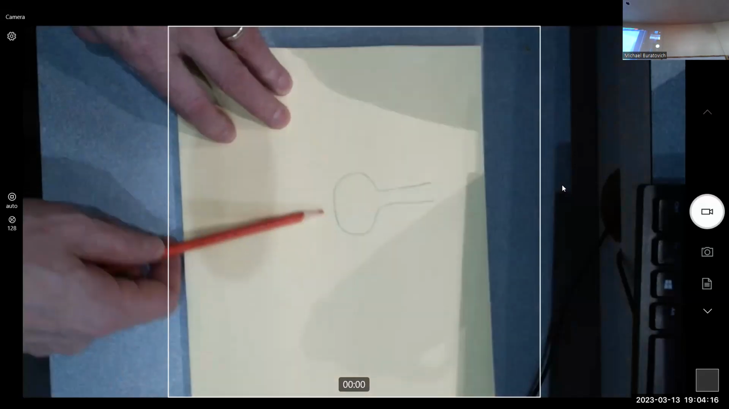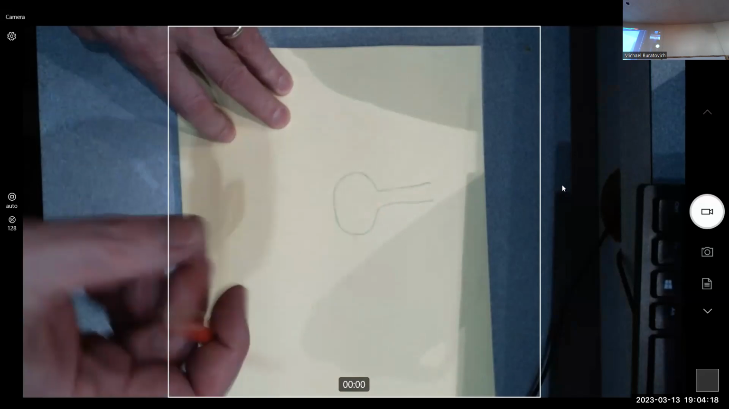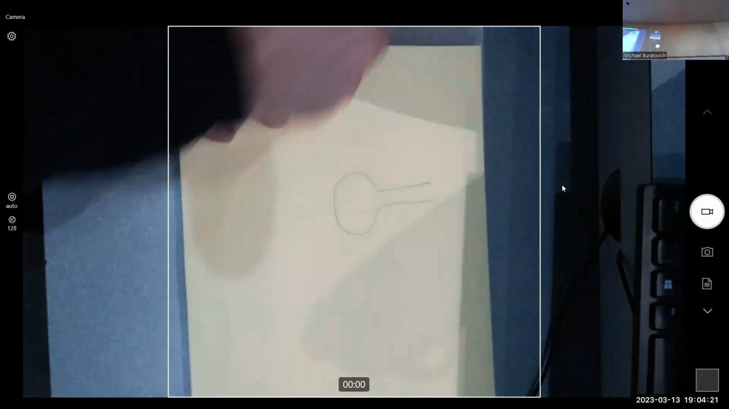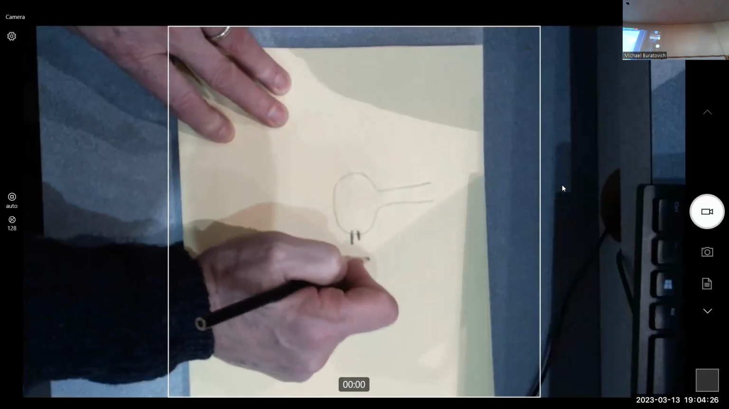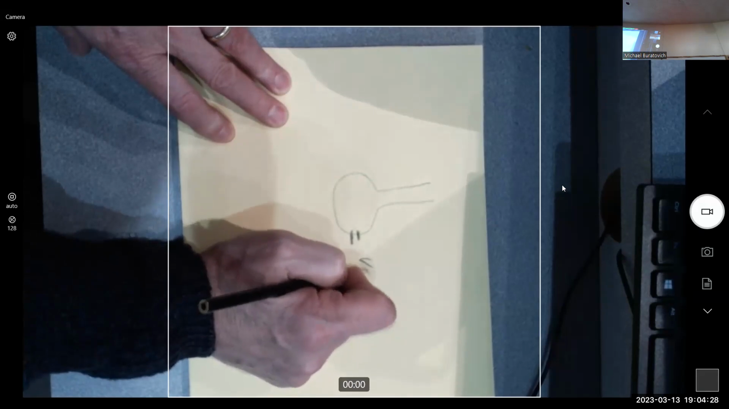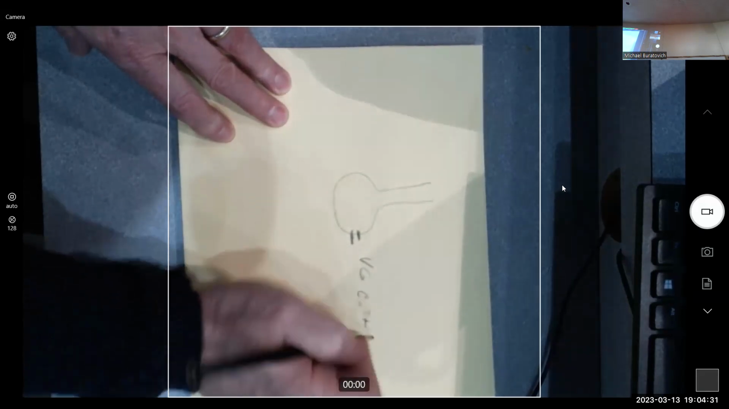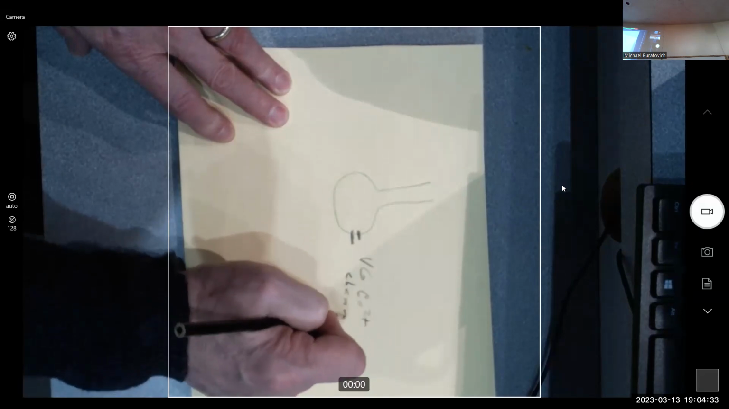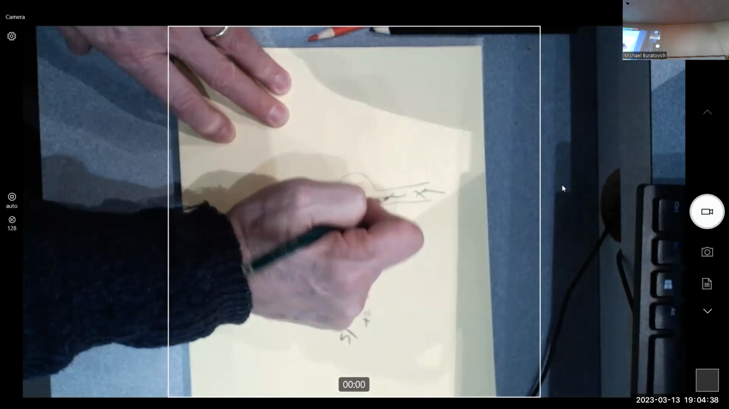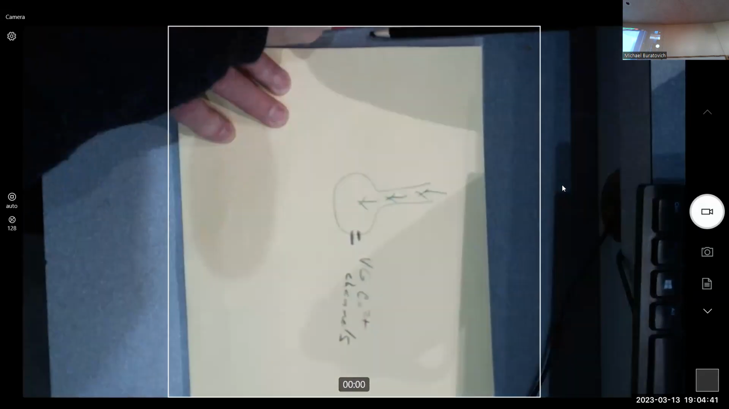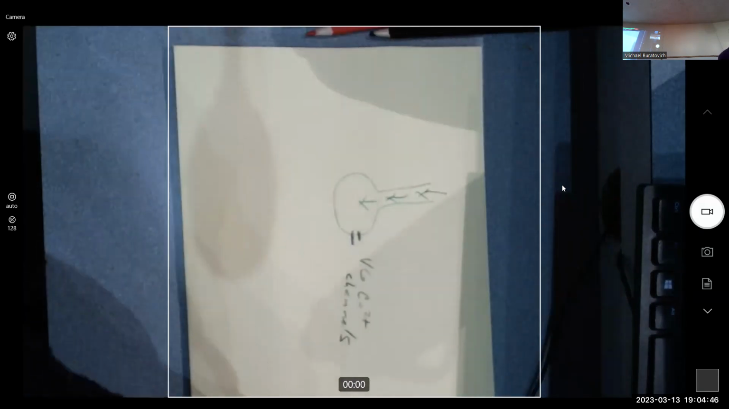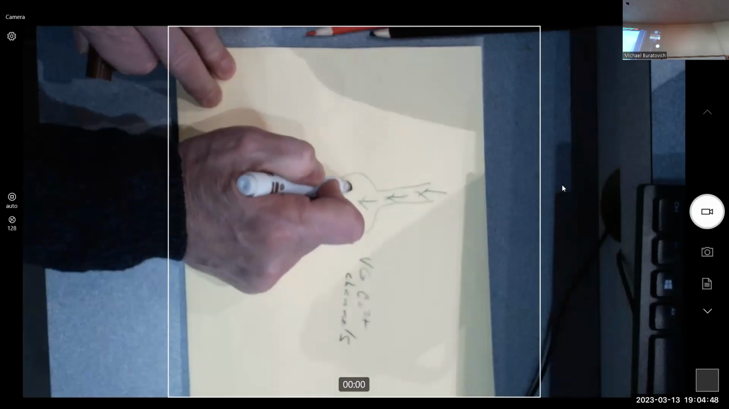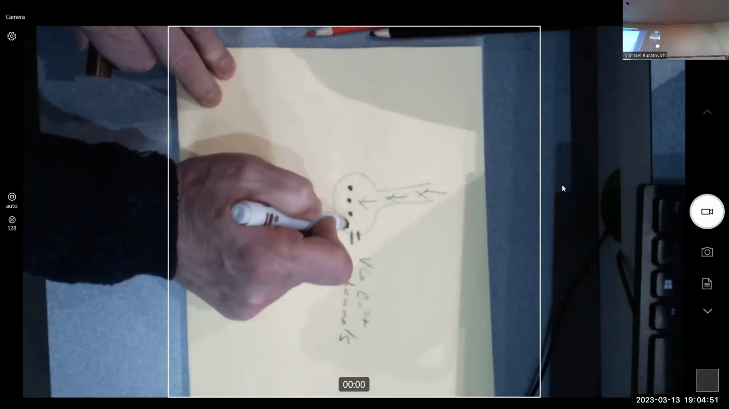motor neuron has the axon terminus. The axon terminus has these voltage-gated calcium channels. And your action potential comes down here like this. Inside this, you have lots of these vesicles that are filled with neurotransmitters.